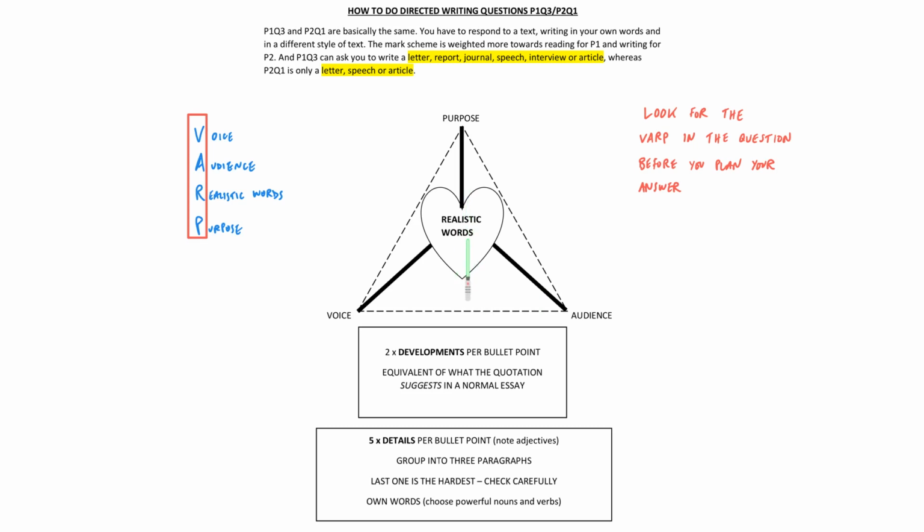You want to make sure that the heart of your answer is realistic vocabulary and sentence structures. For paper 1, question 3, you need to be prepared to write a letter, a report, a journal, a speech, an interview, or an article. Whereas for paper 2, question 1, the list is shorter. It's just a letter, a speech, or an article. So focus your attention on learning the correct voice, audience, register, and purpose for these 6 different formats.